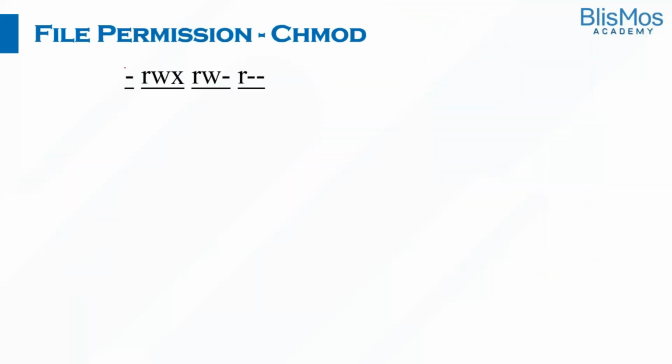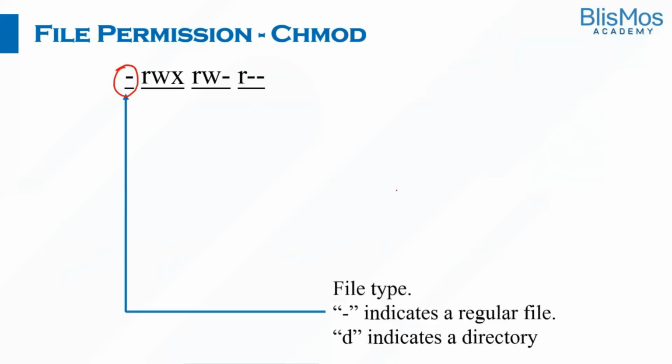The first one, the small line here, indicates the file type. If you have only a hyphen, then it indicates a regular file. If you have D here instead of a hyphen, then it indicates it is a directory.